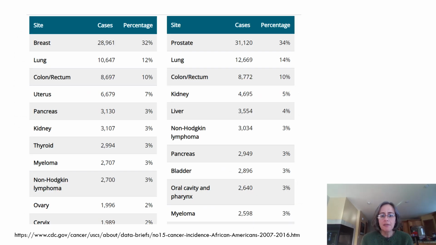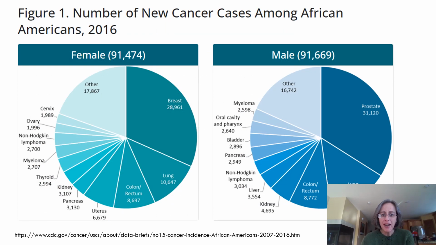Here's another example of how creating graphs and charts can be really useful. This is a table of incidence, numbers of cases of cancer in African American individuals in the United States in 2016. And there's good information here, and you could spend a lot of time looking at it and thinking about the relationships and which ones are the biggest and which ones are the smallest, and they arranged them in that order, so that's helpful. But if we create a pie chart, that's even more effective at conveying this information.